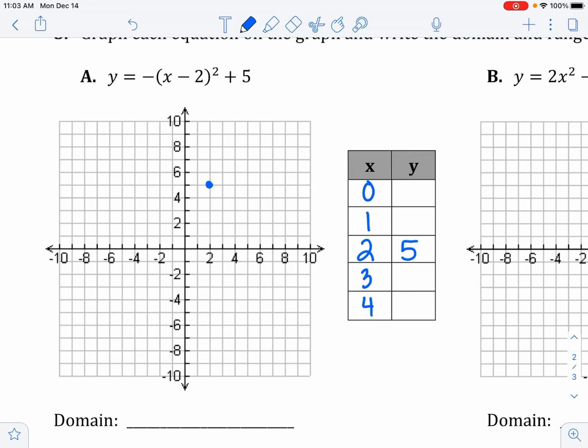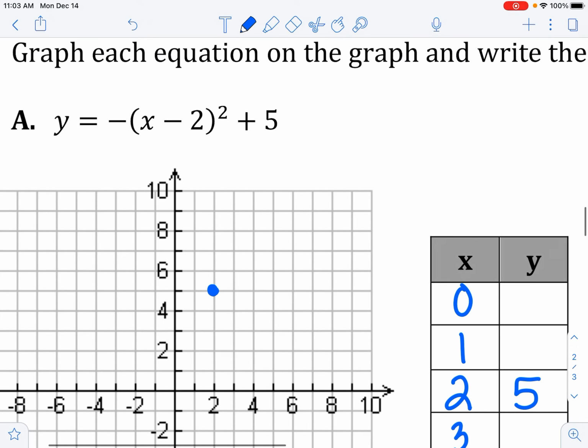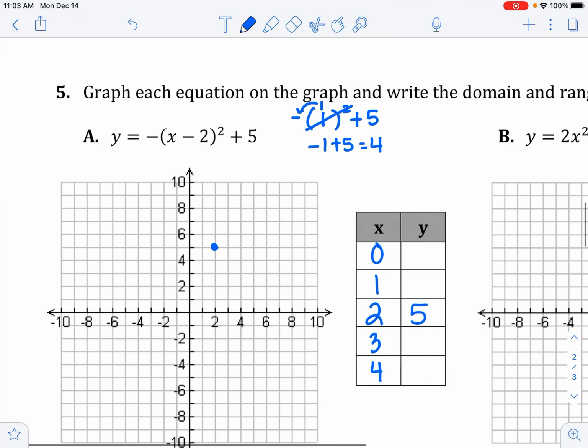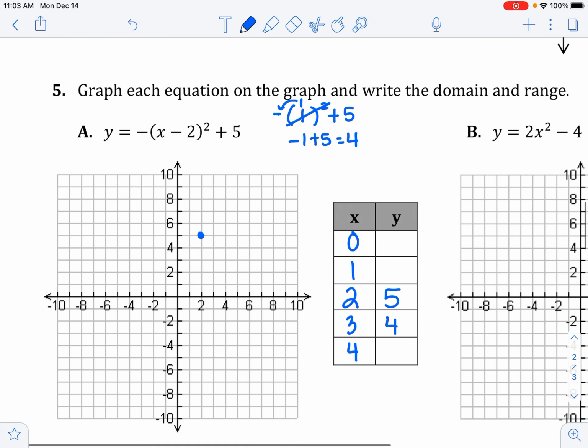All right, I'm going to start by plugging in 3. So I have the negative, and then I'm going to plug in 3 inside my parentheses, square it, and add 5. So if I plug in 3, 3 minus 2 is 1. Now remember your order of operations. You have to square this one first, which is 1. Then multiply, so that's -1, and add 5. So I get 4. So when I plug in 3, I get 4. And I also know that when I plug in 1, I'll get 4. I could check if I want.